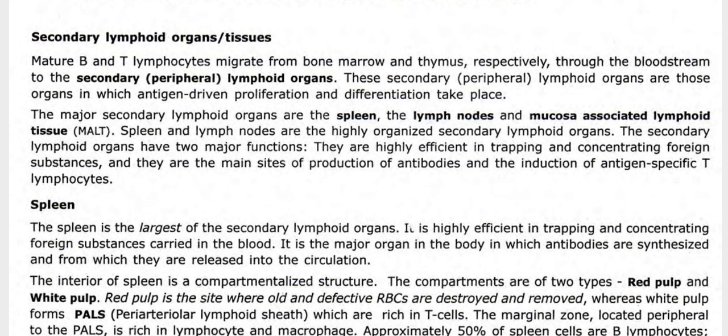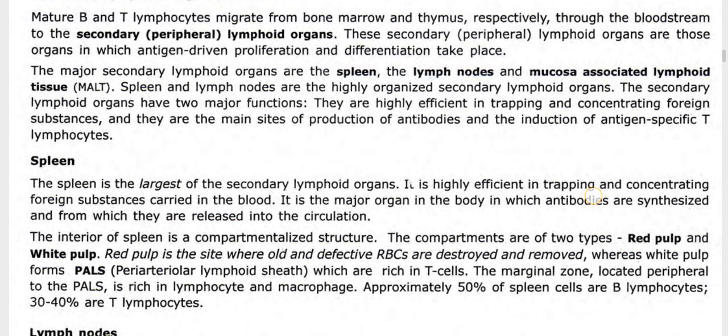Secondary lymphoid organs or tissues. Mature B and T lymphocytes migrate from bone marrow and thymus respectively through the bloodstream to the secondary lymphoid organs. The secondary lymphoid organs are those organs in which antigen-driven proliferation and differentiation take place. The major secondary lymphoid organs are the spleen and lymph nodes and mucosa associated lymphoid tissue or MALT. Spleen and lymph nodes are the highly organized secondary lymphoid organs.